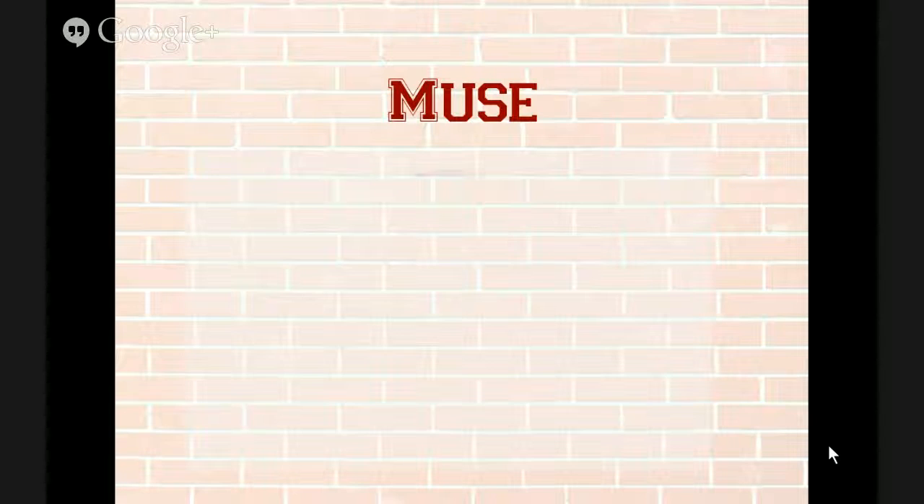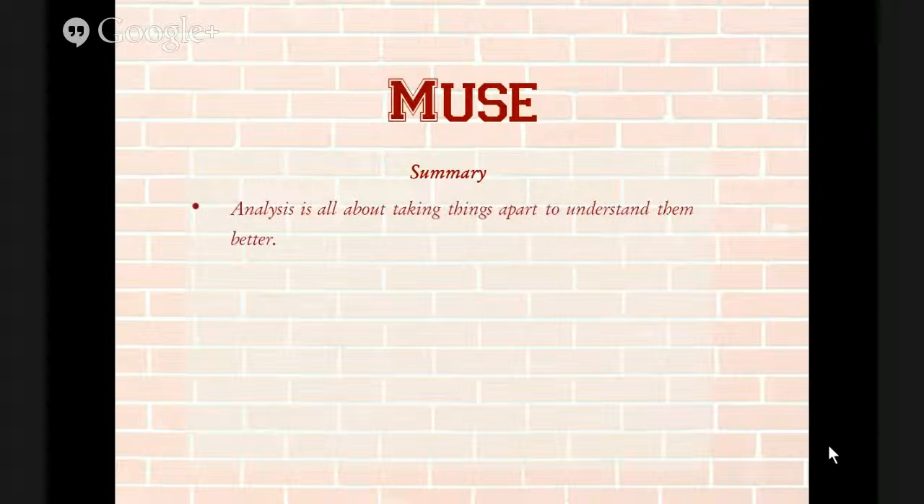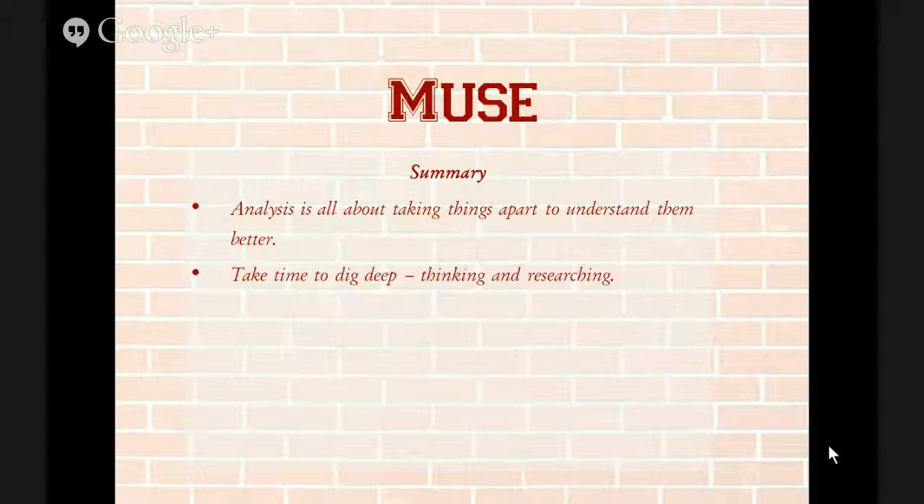Okay, so just in summary, remember that analysis is all about taking things apart in order to understand them better. So you want to make sure that you analyze your topic and then help your audience understand exactly what you mean by a certain characteristic, explain it, illustrate it, really take it apart so that your audience understands it just like you understand it. And then just realize that analysis takes time to think about your characteristic, and also time to research it.